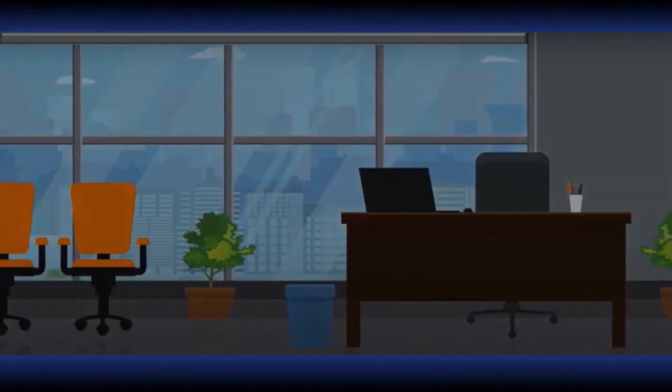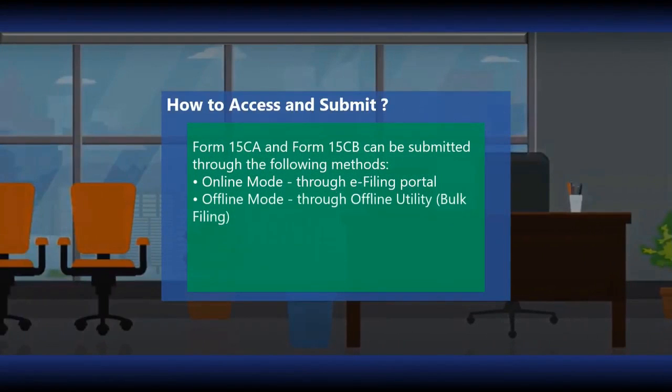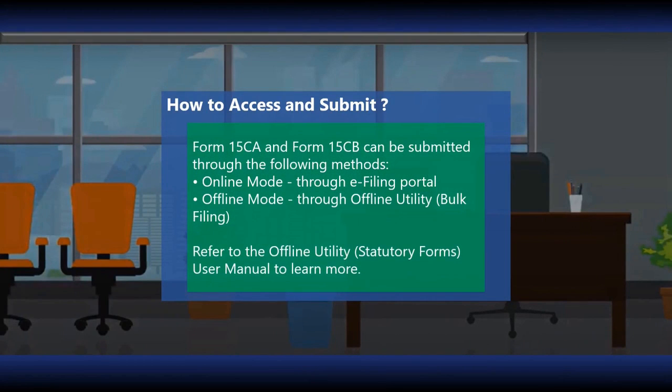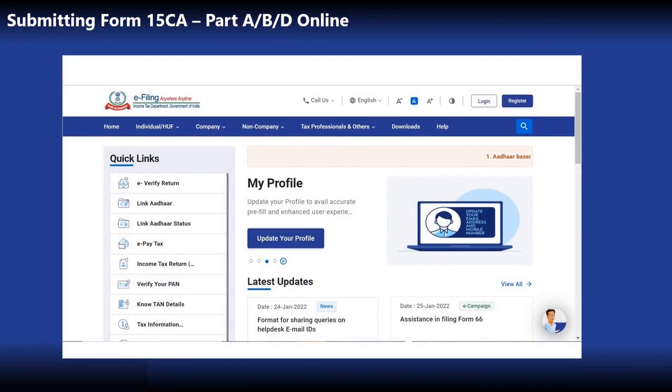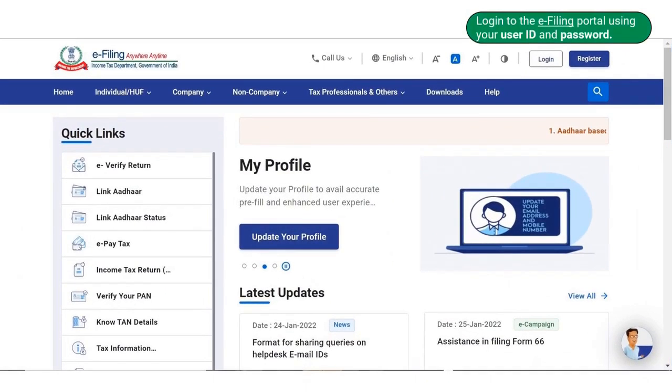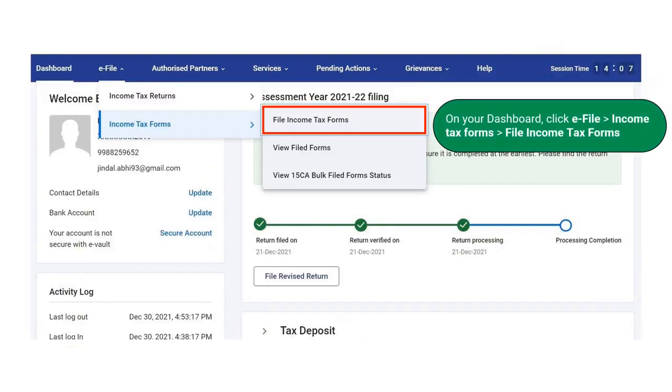Form 15CA and Form 15CB can be submitted through the online mode or through the offline mode. There is also a functionality for bulk filing of Form 15CA. Let us now look at how do we submit Part A, B and D of Form 15CA through the online mode. In order to file the form through the online mode, the taxpayer is required to log into the e-filing portal using the user ID and password. On the dashboard, the taxpayer is required to click on e-file and go to income tax forms and then click File Income Tax Forms.